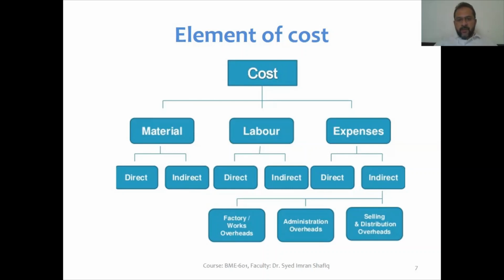Similarly, one operator who is operating the machine that is manufacturing the nut and bolt is direct labor cost. And for example, a supervisor who is supervising many other products apart from a nut and a bolt will be indirect labor. Similarly, expenses which are directly spent on that product are direct expenses, and the indirect are factory overheads, administrative overheads, and selling overheads.